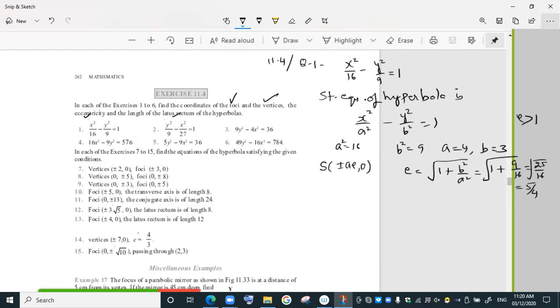Eccentricity is equal to 1 for parabola. Eccentricity is less than 1 for ellipse, and eccentricity is greater than 1 for hyperbola.